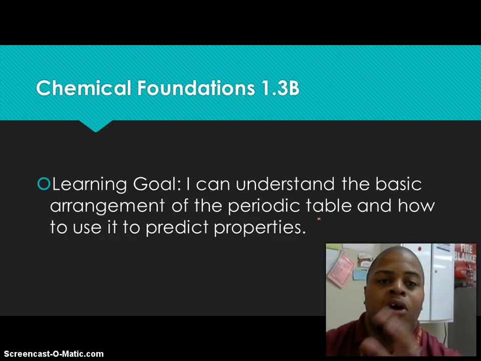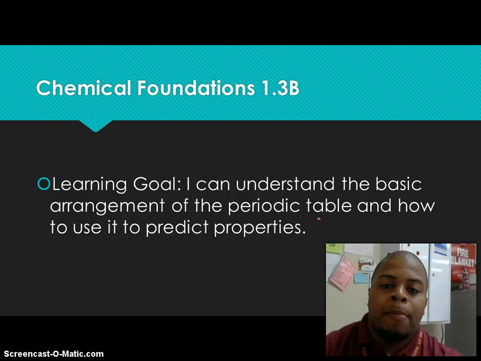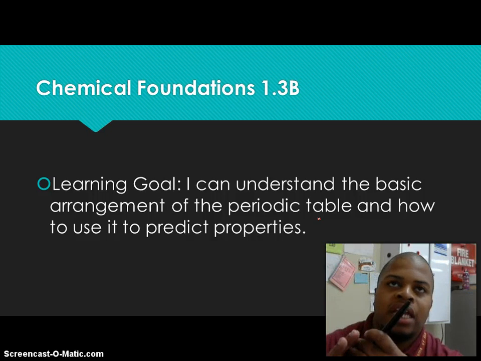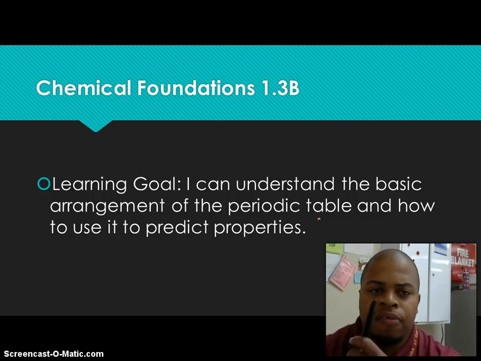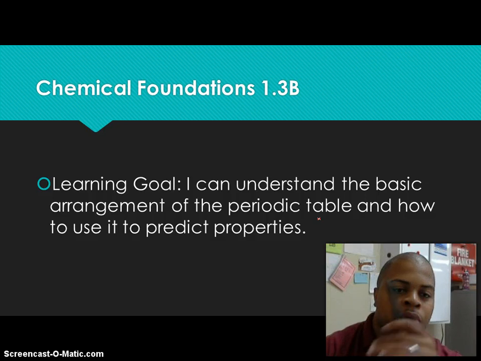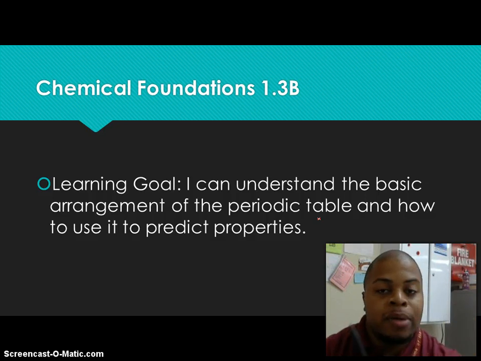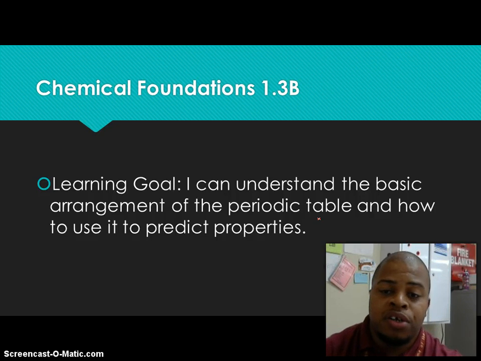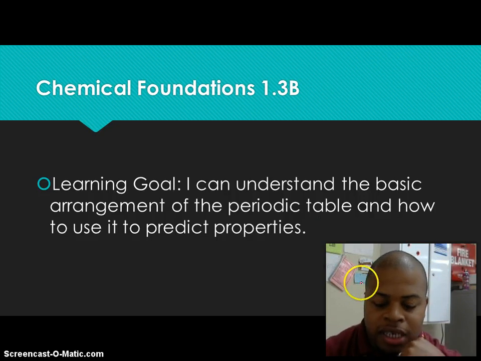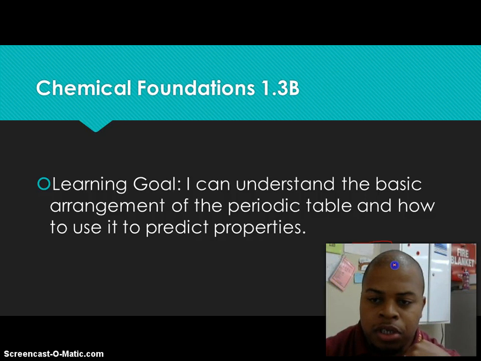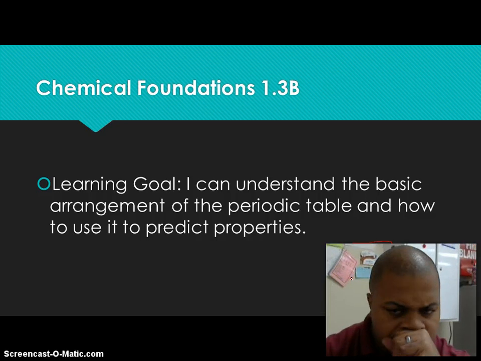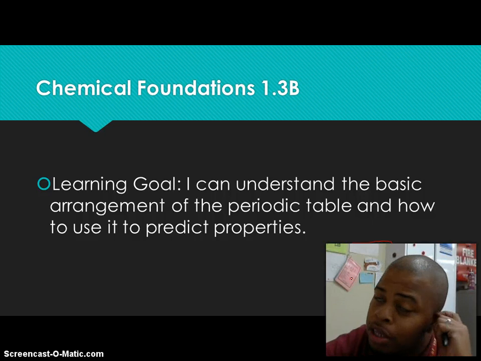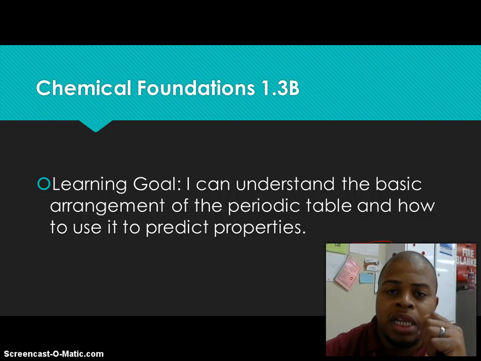Now, this one I call 1.3b, mainly because it's a side topic off of the organization of matter. We're going to talk a little bit more about the elements. Now, I'm also going to include a link, and it's probably going to come up right over here to the side on your screen, so you'll be able to access it. But this is going to be talking about the periodic table. I'll do the same thing a little bit later as we talk about atomic structure.